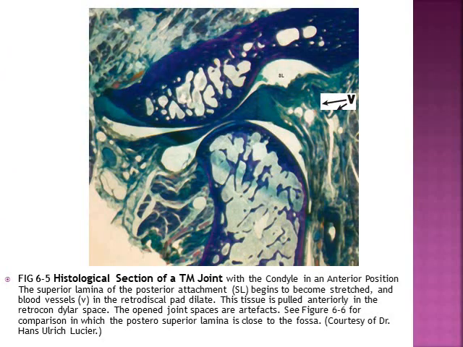You can see here the histological section of the TMJ with the condyle in the anterior position. The superior lamina of the posterior attachment begins to become stretched. Look at this superior lamina of the posterior attachment. This SL, superior lamina of the posterior attachment, began to stretch because of the anterior displacement of the disc. So there will be stretching, and at the same time you can see these dilated vessels.